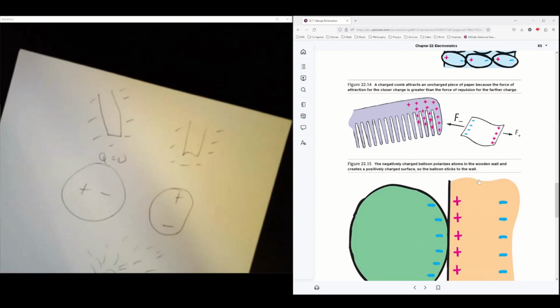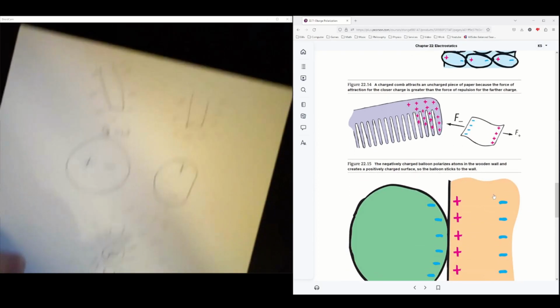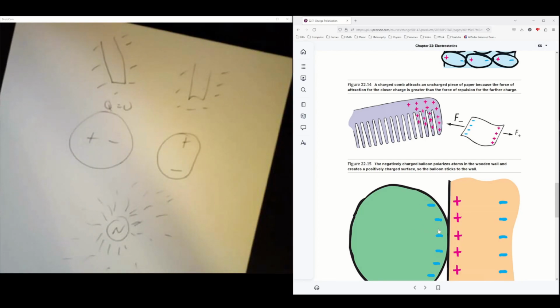These are actually really two good examples: a comb and a balloon. So a balloon, let's start with the comb. When a comb gets charged and you bring it next to a piece of paper, well, the piece of paper is electrically neutral. But this electric field causes the negative charge to be attracted towards the comb and the positive charge to go to the other end.